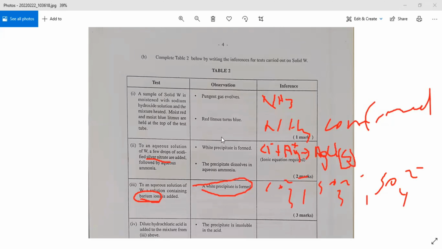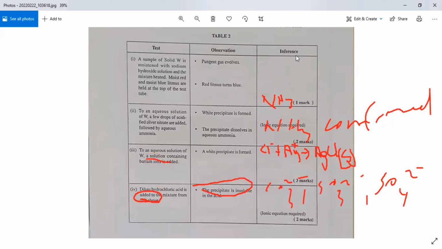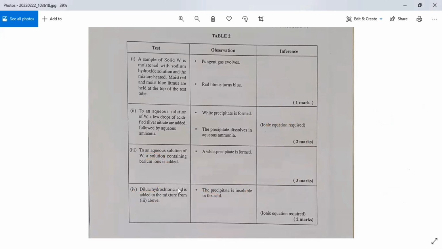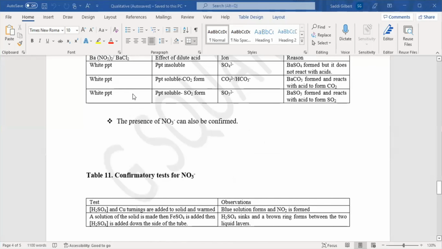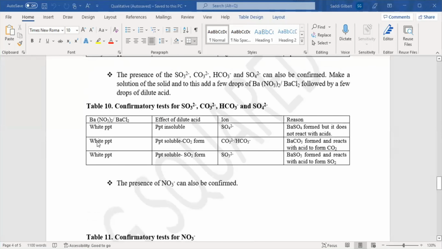Okay, now let's see the last bit of testing. I'll clear the drawing so you can see. It says dilute hydrochloric acid is added to the mixture from above in 3. So this one with the barium ions. It says the precipitate is insoluble in acid. Now for this one, I'm just going to go back to the notes just to show you that bit, acids. Okay, here you go. See, barium ions, white precipitate, white PPT. Effect of acid, precipitate insoluble. Which ion is present? The sulfate ion. Okay, that's how you have to read the table.